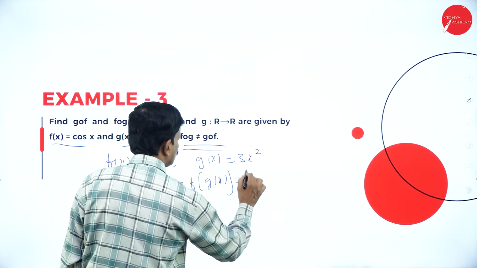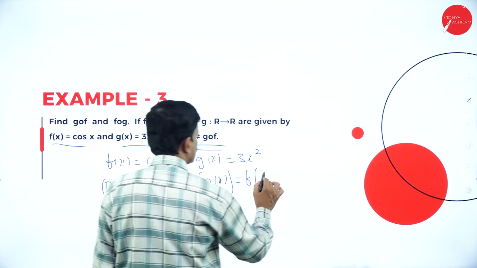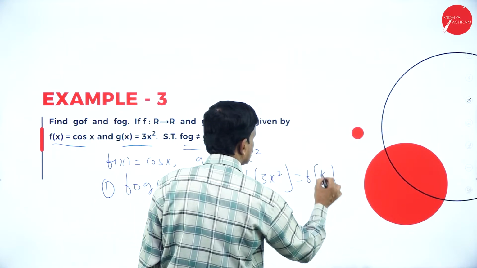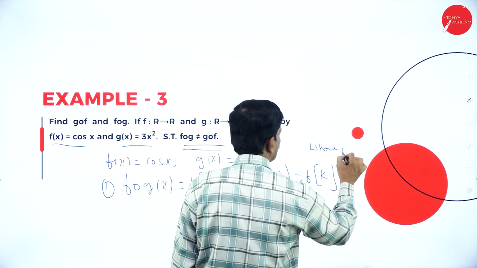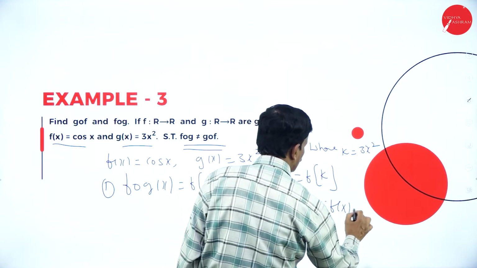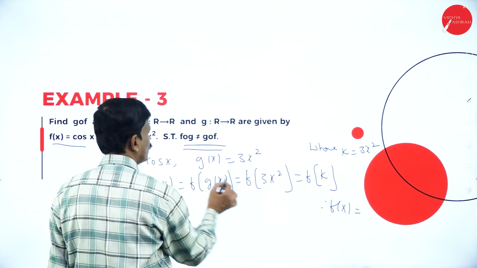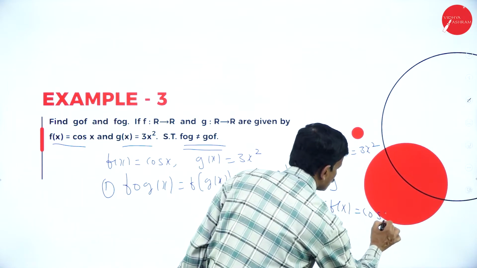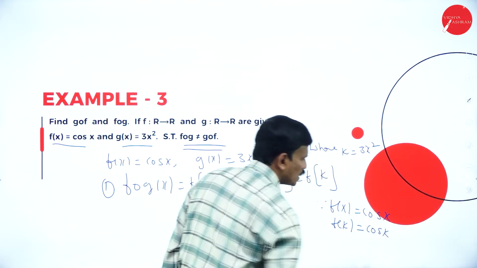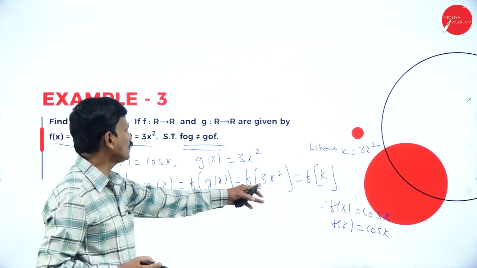So this is equal to f of, what is g of x? g of x is equal to 3x square. As usual, let us consider this as k, where k is equal to 3x square. Since f of x is given, what is f of x? cos x. Just replace x by k. Then what will you get? Cos k. Very simple.